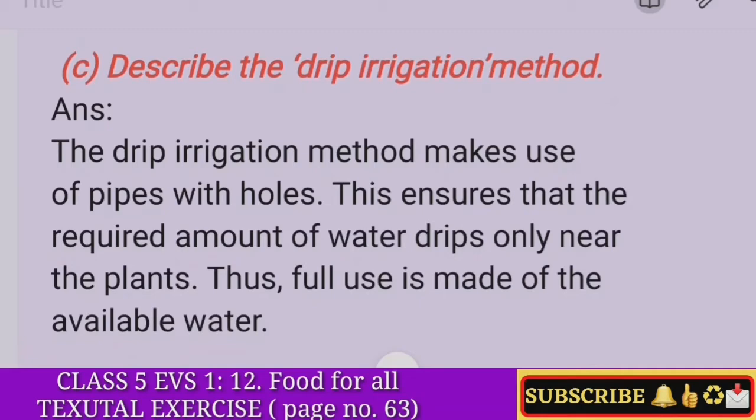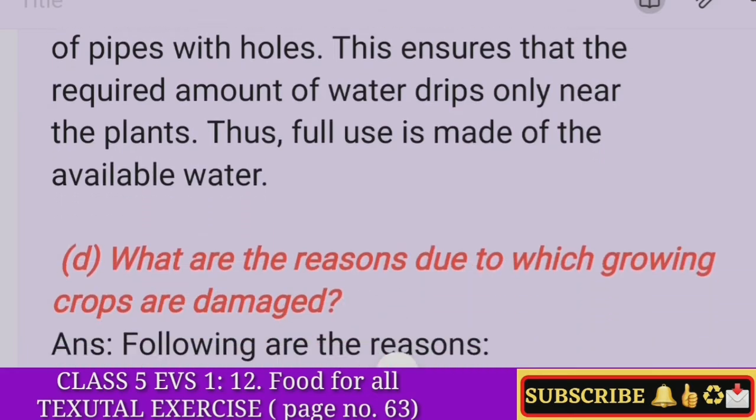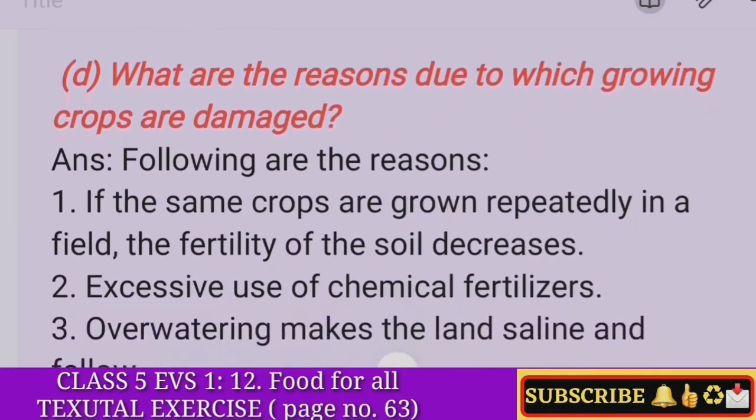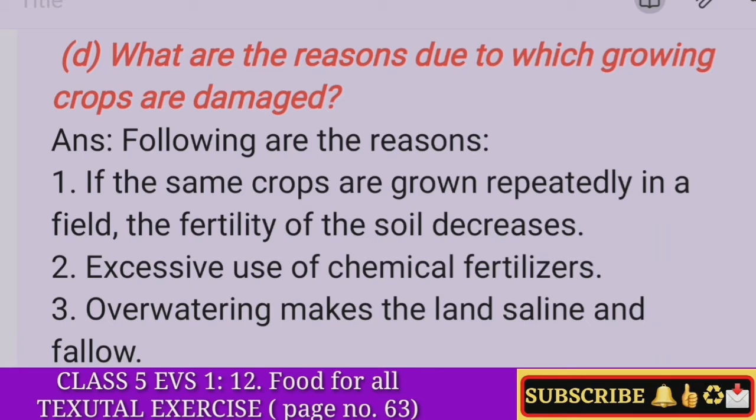Question C. Describe the drip irrigation method. The answer is, the drip irrigation method makes use of pipes with holes. This ensures that the required amount of water drips only near the plants. Thus, full use is made of available water. Question number D. What are the reasons due to which growing crops are damaged? The answer is, following are the reasons.